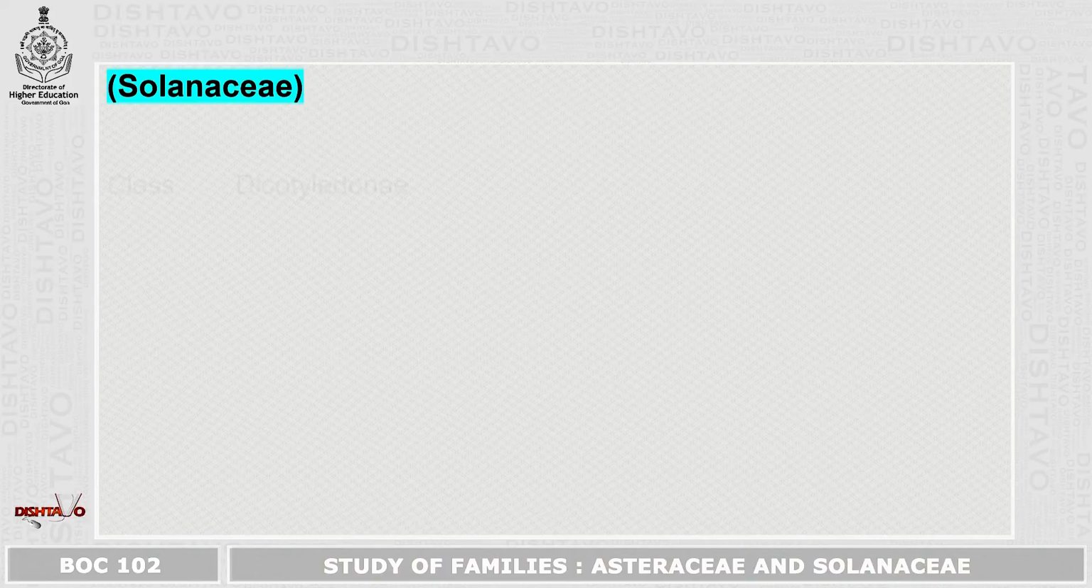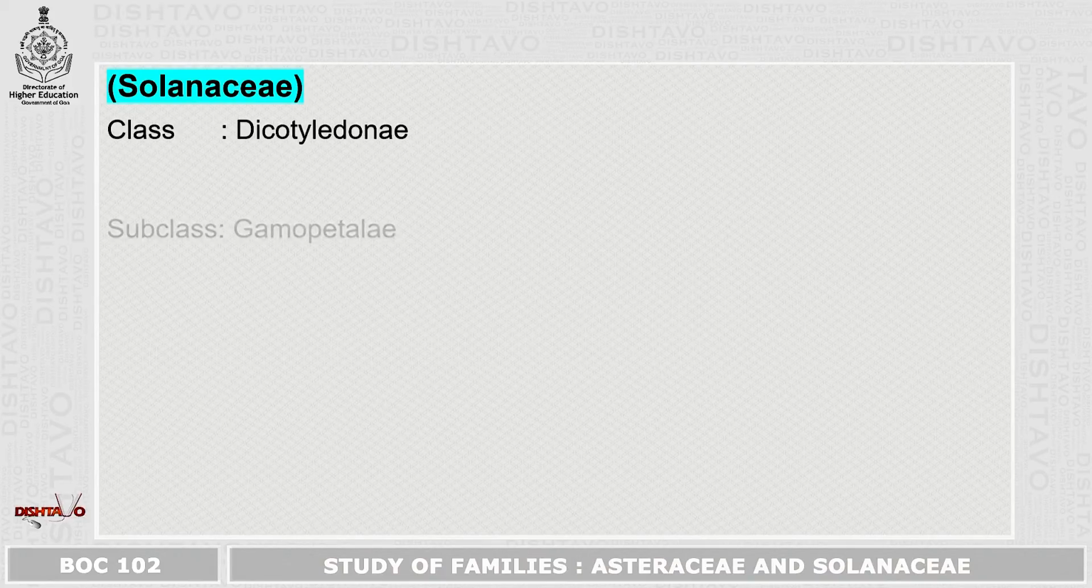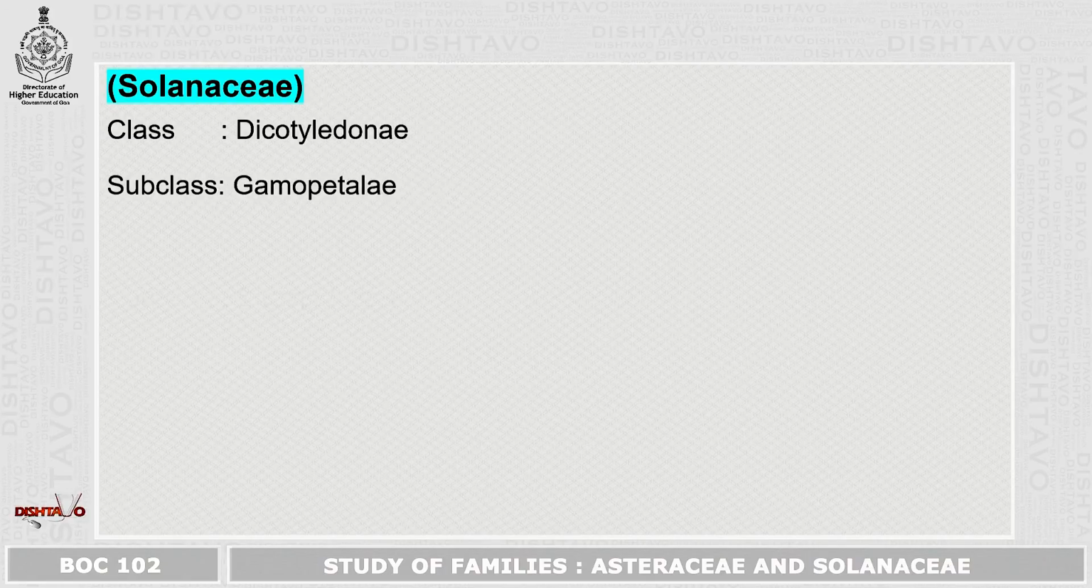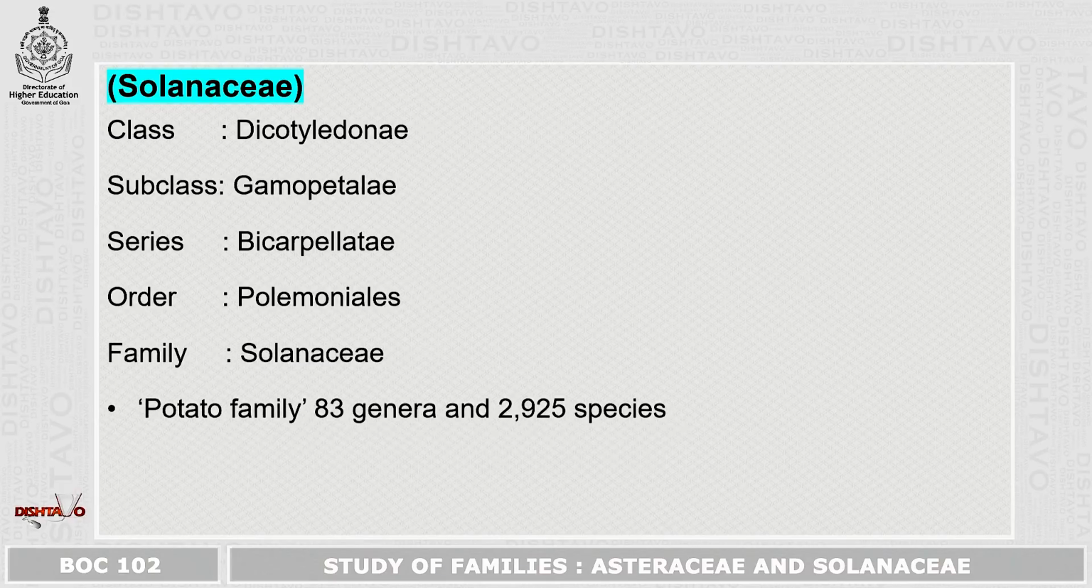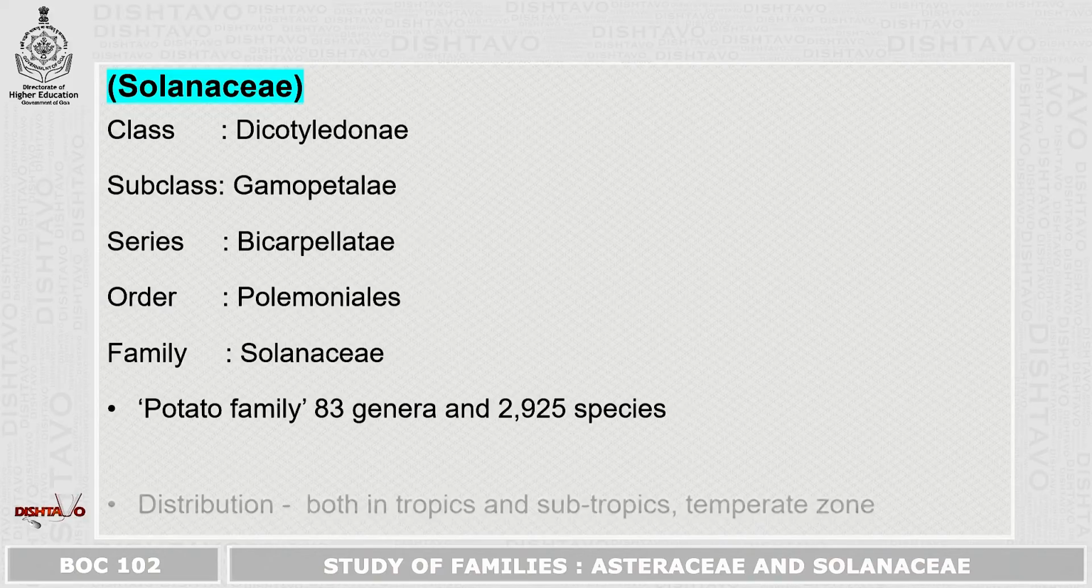Coming to the classification of Solanaceae family, it belongs to class Dicotyledonae, subclass Gamopetalae, series is Bicarpellatae, order is Polemoniales, and family is Solanaceae, which is commonly called as potato family. It includes 83 genera and 2,925 species.